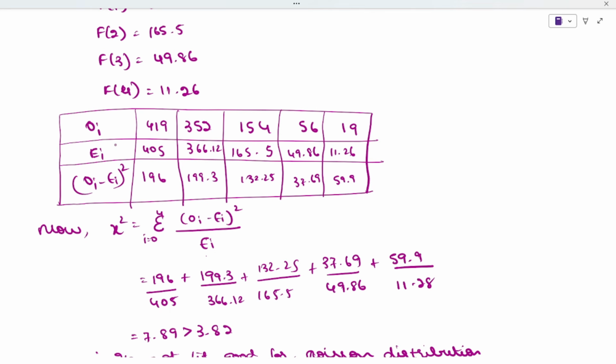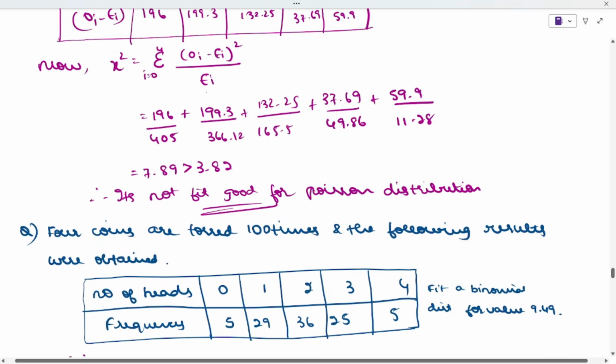Again write the observed table, expected table, you subtract that and do the square. Now you will get the value again, x square, you substitute here, you will get 7.89, which is greater than 3.82, that is not fit for Poisson distribution. As I said, next will be about the binomial type.